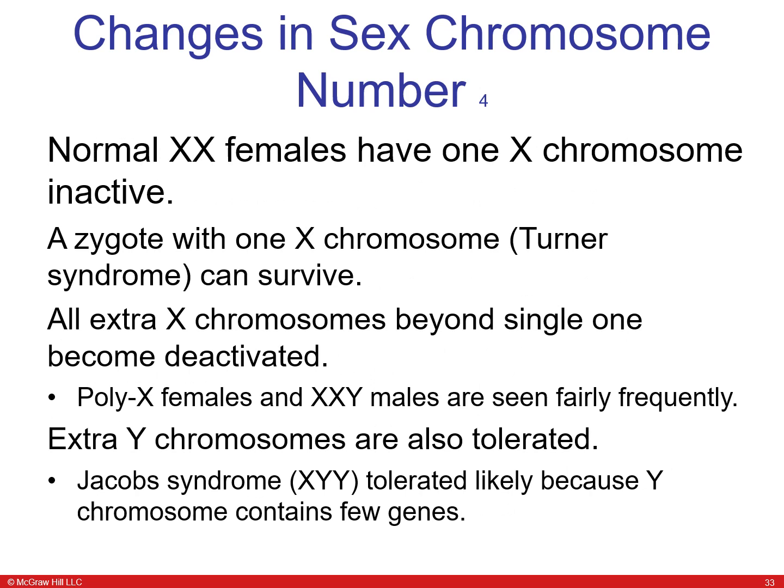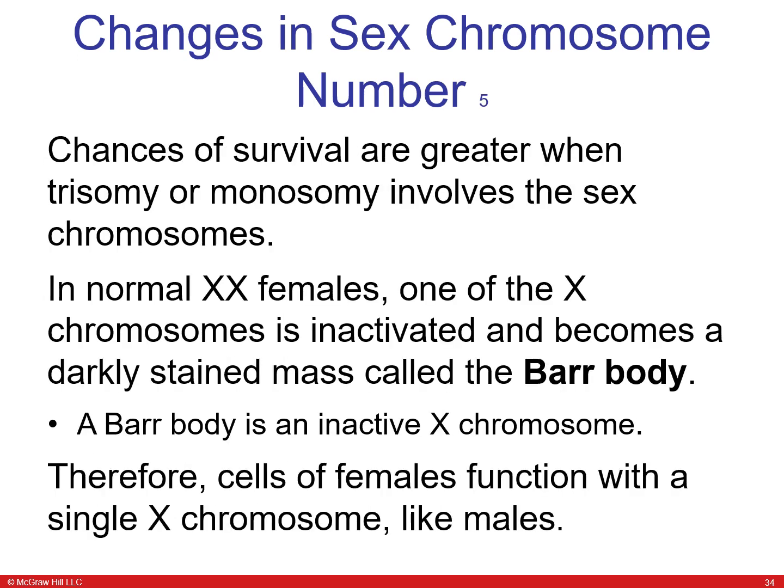All right, normal XX females have 1 X chromosome inactive. A zygote with 1 X chromosome, Turner syndrome, can survive. All extra X chromosomes become inactive, with only 1 remaining active, and so poly-X females and XXY males are seen frequently. Extra Ys are also tolerated. Chances of survival are greater when trisomy or monosomy involves the sex chromosomes.